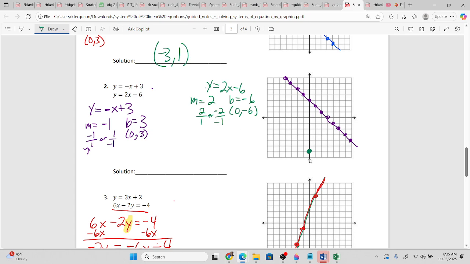So now let's do some of this. This first one says I go up 2 units and then to the right 1 unit. So up 2, 1 to the right. Up 2, 1 to the right. Up 2, 1 to the right. Anybody have any questions on that?